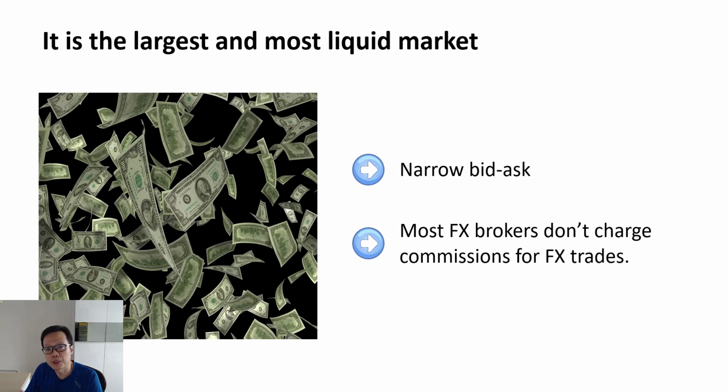So if you're trading the major currency pairs, you can expect a very competitive and narrow bid-ask spread. And most FX brokers charge you only the bid-ask spread and no commissions. And even if they do charge you commissions, they tend to be very low. So overall, transaction cost tends to be low for FX trades.